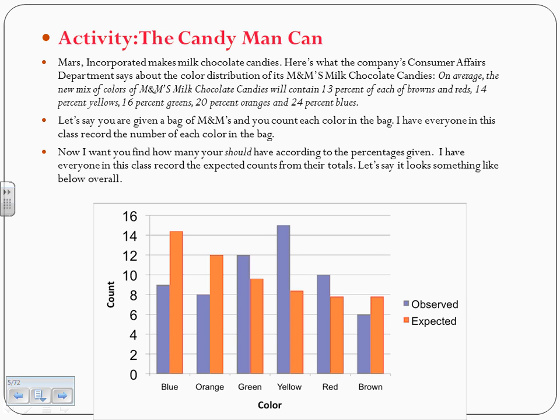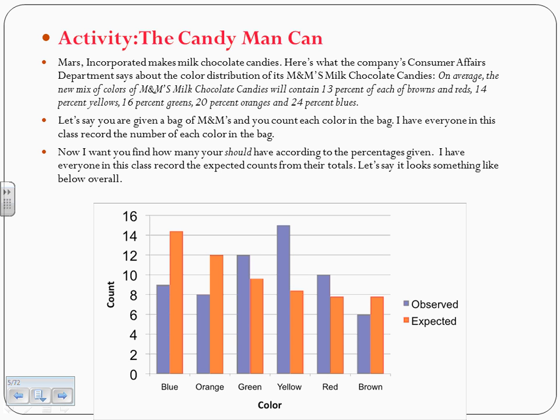Okay, so here's what the company's Consumer Affairs Department says about the color distribution of its M&M's milk chocolate candies. On average, the new mix of colors of M&M's milk chocolate candies will contain 13% each of browns and reds, 14% yellow, 16% greens, 20% oranges, and 24% blues.